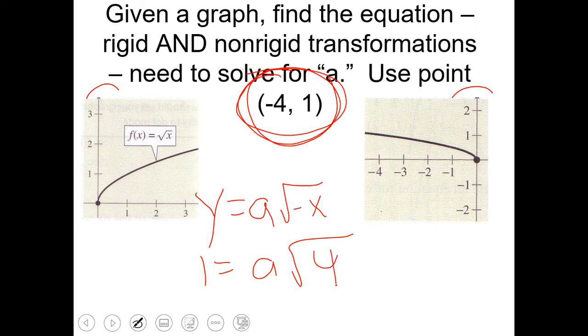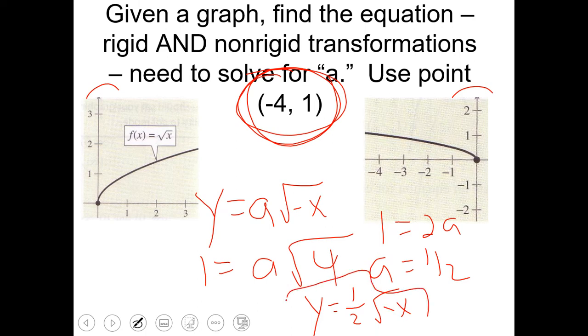The square root of 4 is 2. Which means that a equals 1/2. So it turns out that there was a shrink here, which means that my final answer is y equals 1/2 times the square root of negative x. And again, whether you make it y equals or g of x equals, that doesn't really matter.